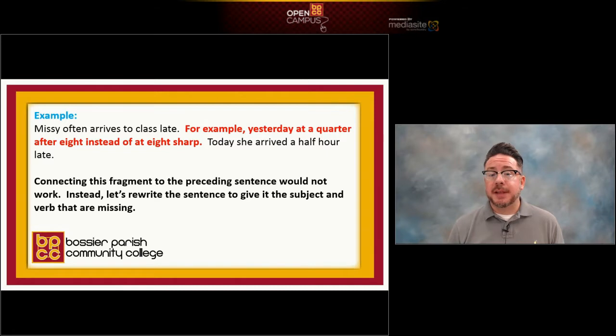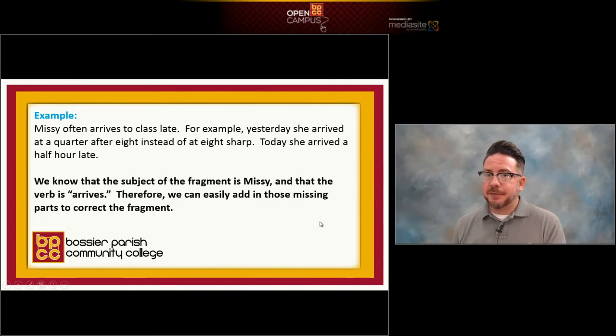Missy often arrives late to class. For example, yesterday at 8:15 instead of at 8 sharp. Today, she arrived a half hour late. So where is the fragment? That's right. For example, yesterday at 8:15 instead of 8 sharp. So connecting this fragment to the preceding sentence would not work. And you can tell that it's a fragment because if I were to isolate it and read it on its own, for example, yesterday at 8:15 instead of 8 sharp, it wouldn't make sense. It wouldn't be a complete thought.